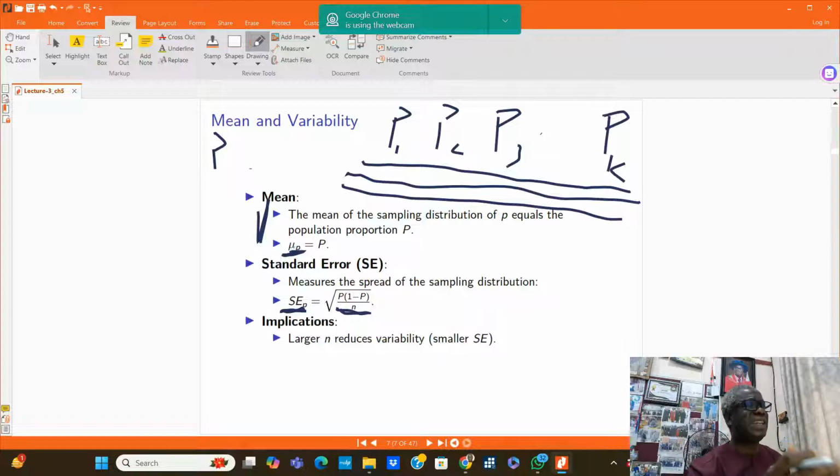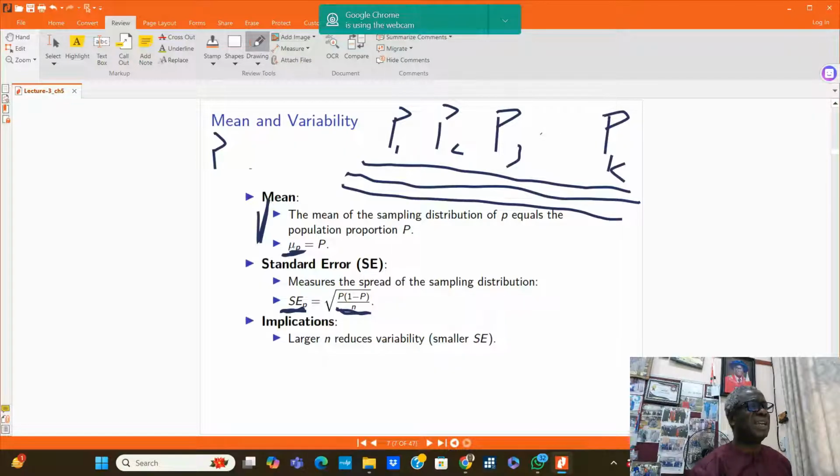So this measure, the standard error of the sampling distribution of a sample proportion, is a measure of the spread: how these sample proportions vary, how they spread around the center. That helps us to know how reliable our estimate of the population proportion is. We will talk more about that.